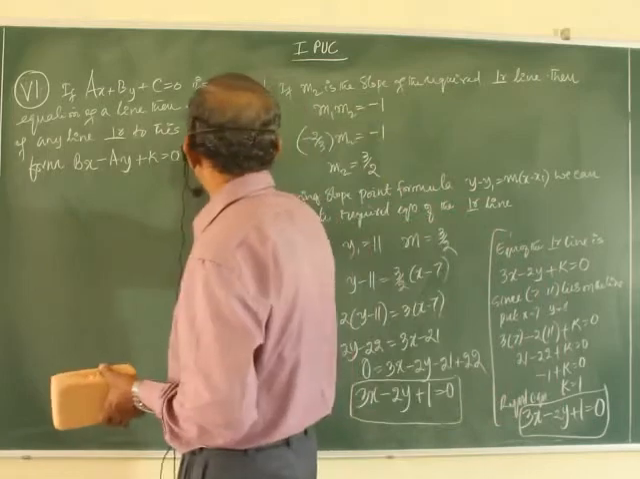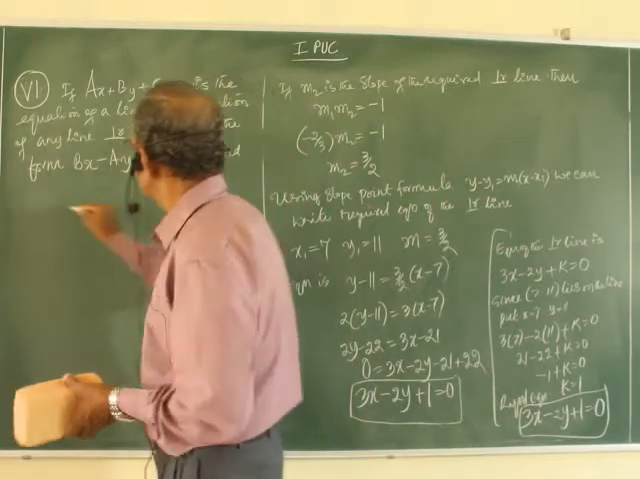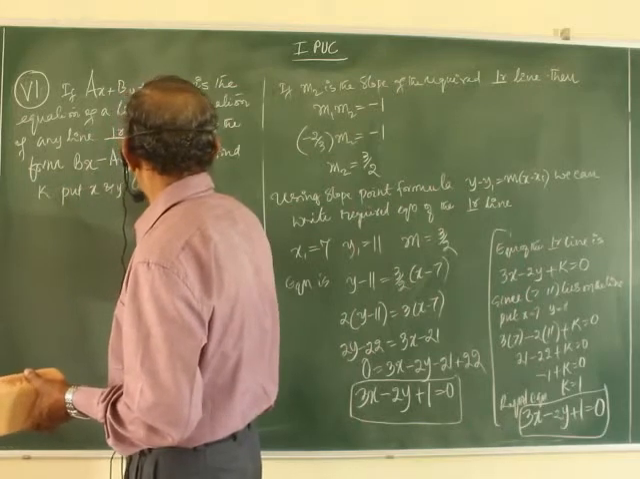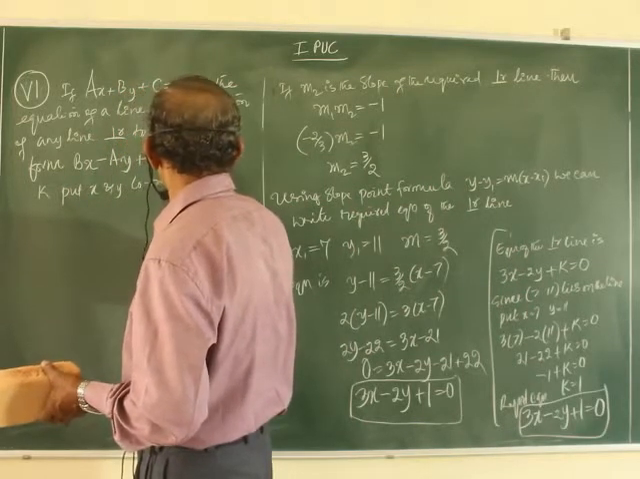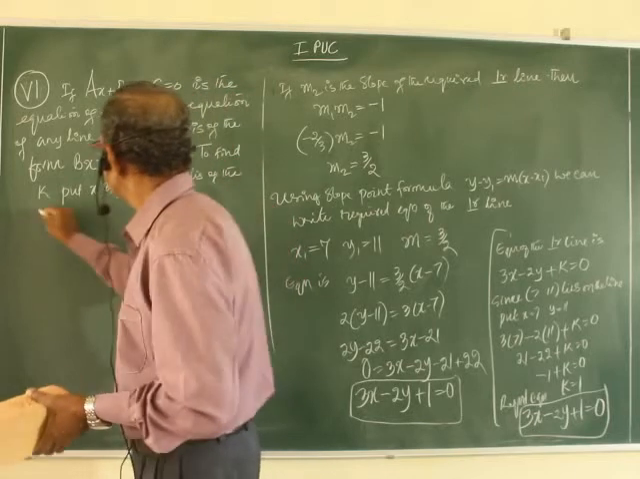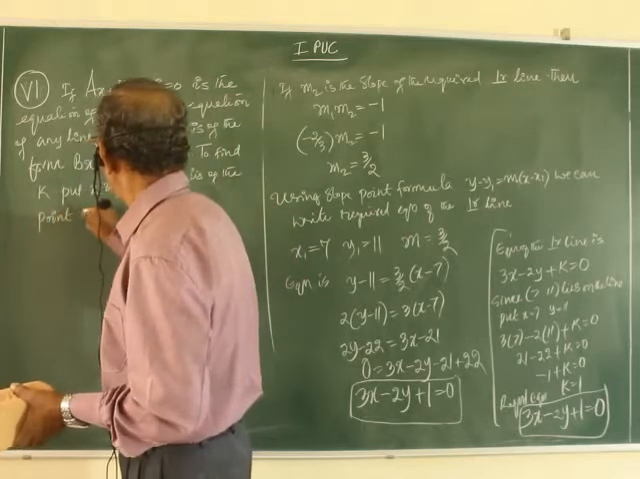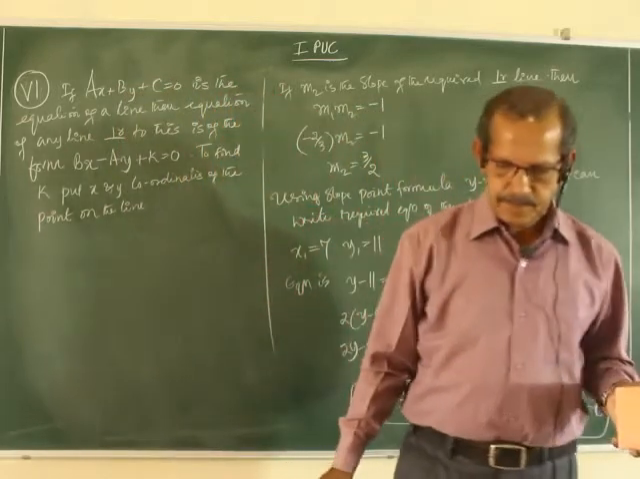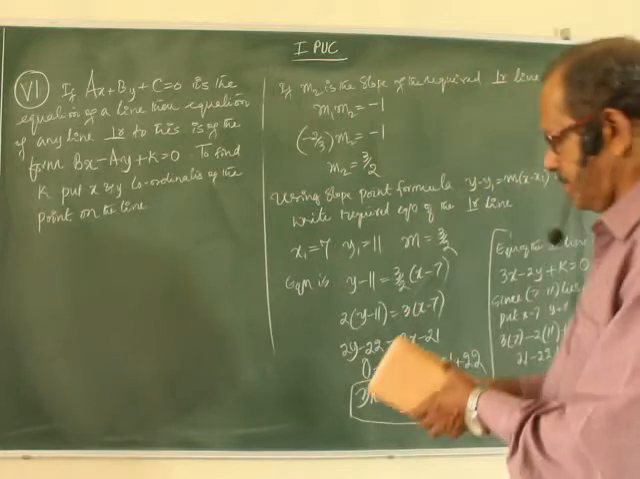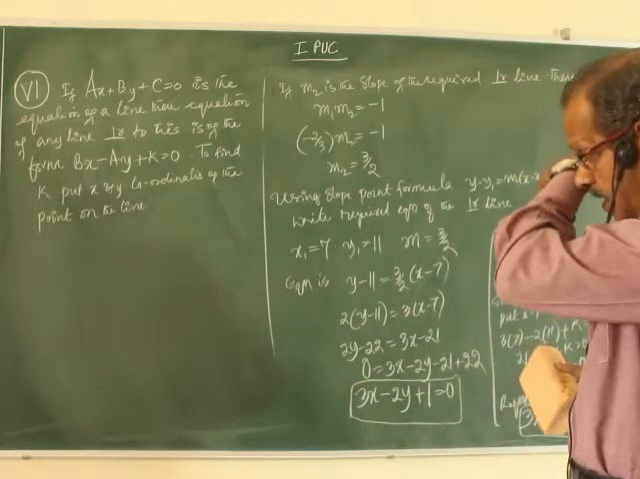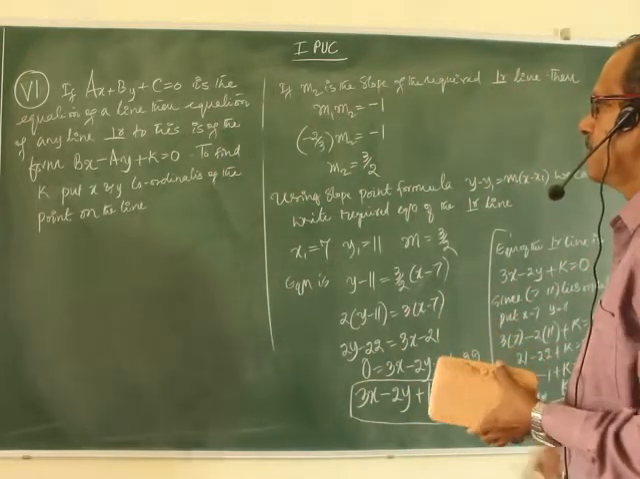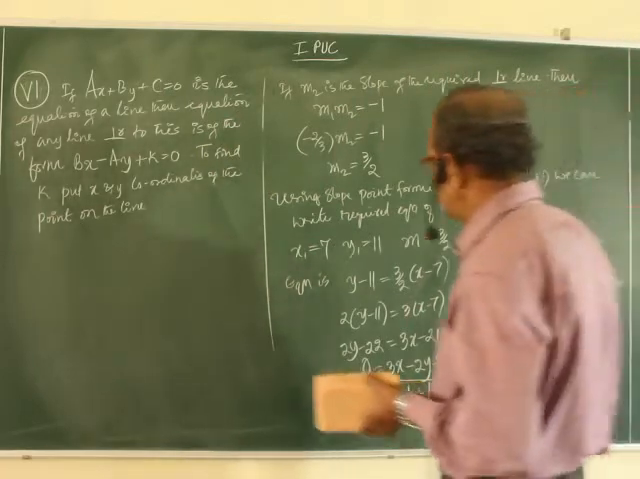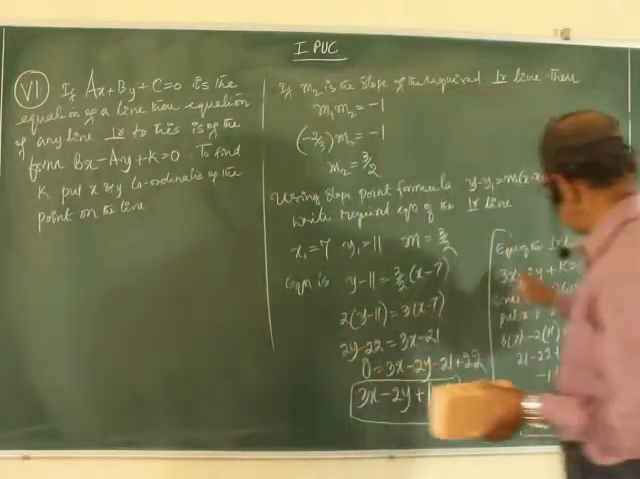To find k, put x and y coordinates of the point on the line. Shall I use this method? Same method, what you have done here.